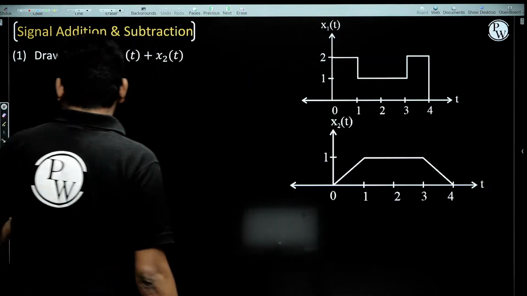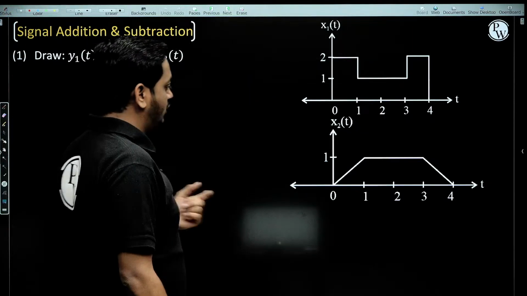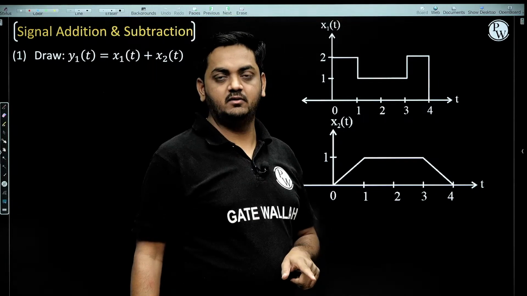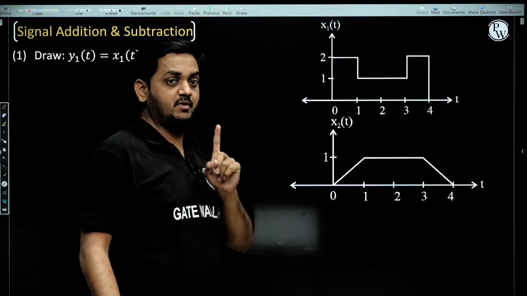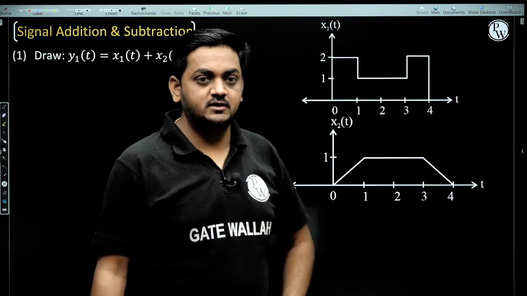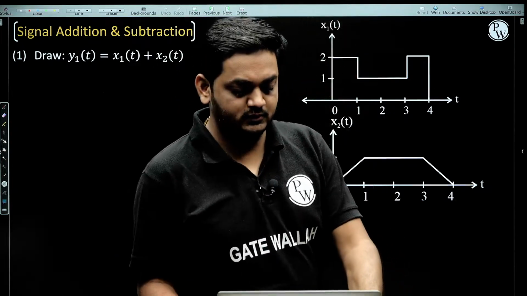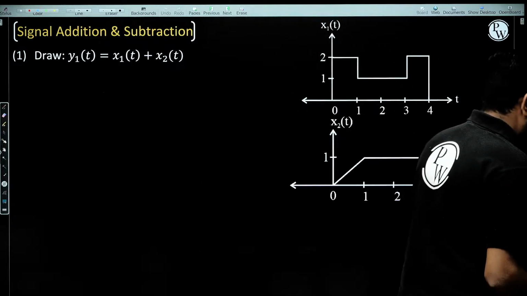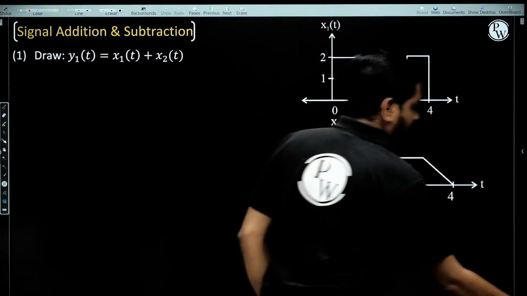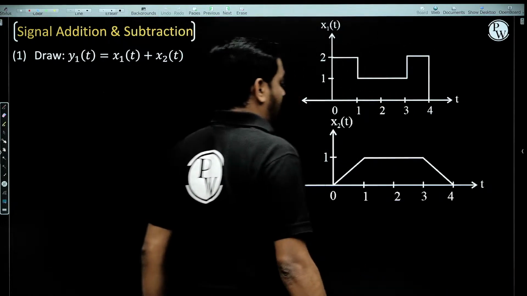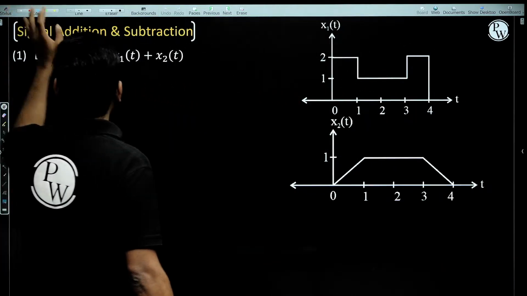Okay, so time by time you have to add the amplitude guys. Time by time, parallelly, you have to add the amplitude, and if there is a sudden change, remember this thing, if there is a sudden change in amplitude, then you have to consider both amplitudes, minimum amplitude and maximum amplitude at that sudden change.